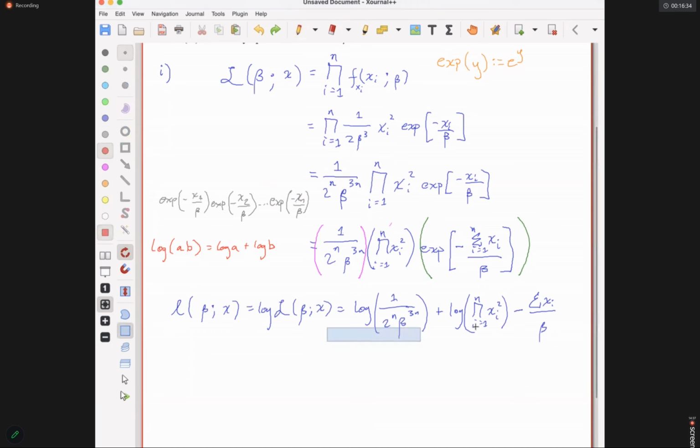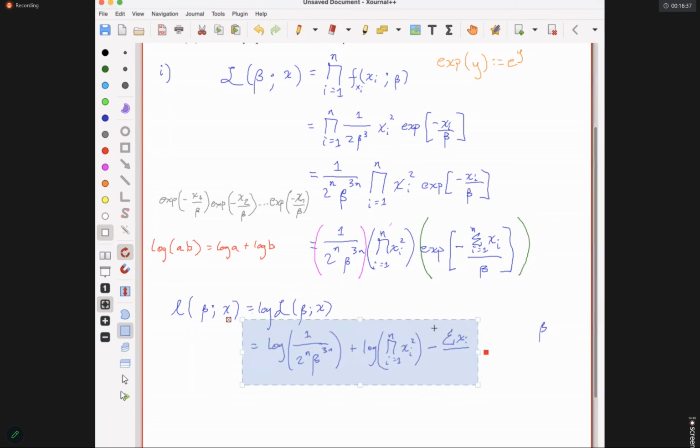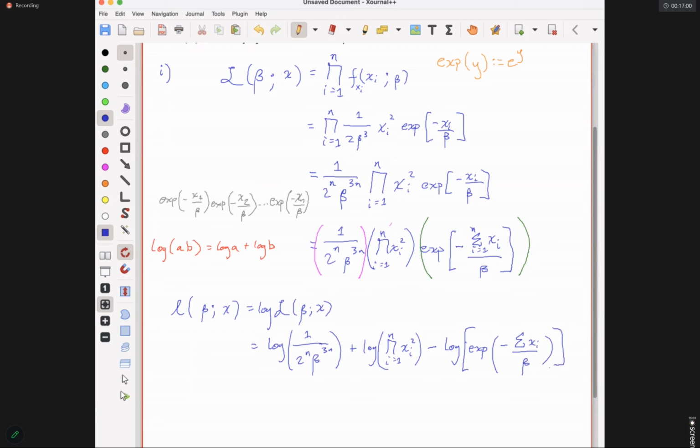So I'll write it in terms of the exponential, just to make it more obvious. So this is what I have here. Does this make sense? Okay.